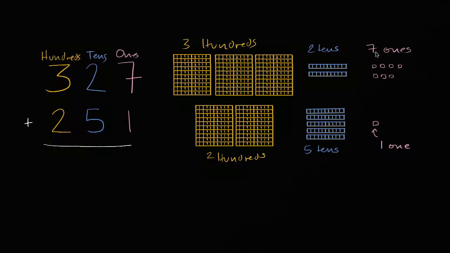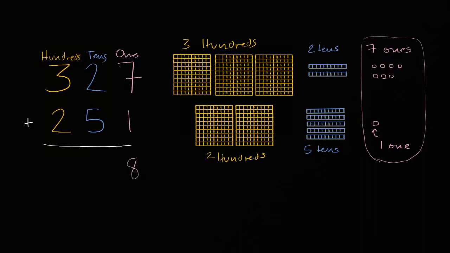So we have 7 ones, and to that we're going to add 1 one. So how many ones is that going to be? Well, 7 ones plus 1 one is going to be 8 ones. You see it here, 7, and then you have an 8th one. So 8 ones. 7 plus 1 is 8.